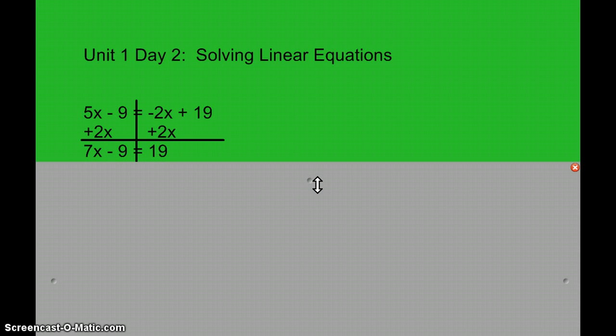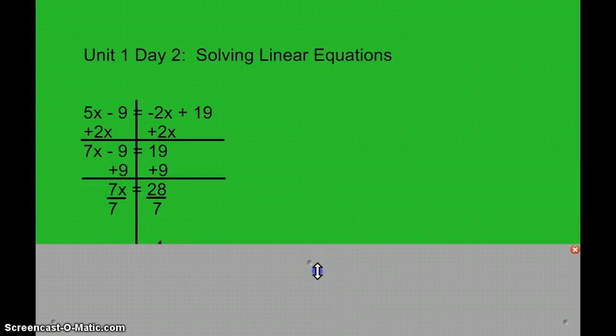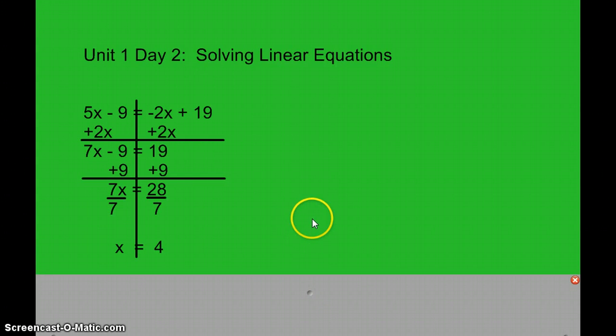And from here, most of you are very comfortable that we're going to add the 9, we're going to divide by 7 and get x equals 4. Now this is the standard problem you've seen in previous classes where you lay out the work and you do the same thing to both sides.